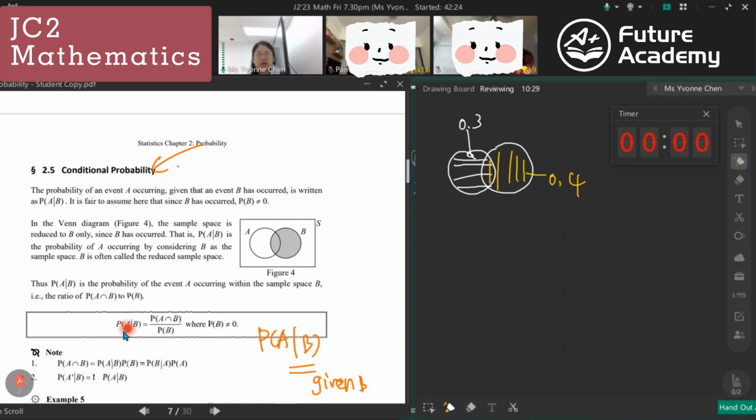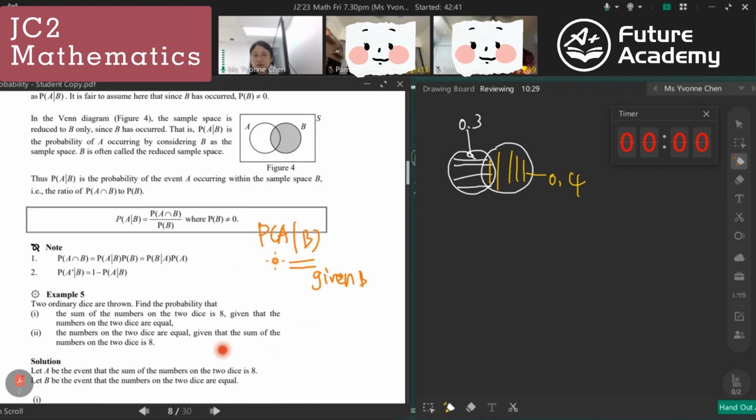Probability of A given B equals the probability of A intersect B divided by the probability of B. Okay, so far. So now let's look at example 5. Two ordinary dice are thrown. Find the probability that the sum of the numbers on the two dice is 4, given that the numbers on the two dice are equal.